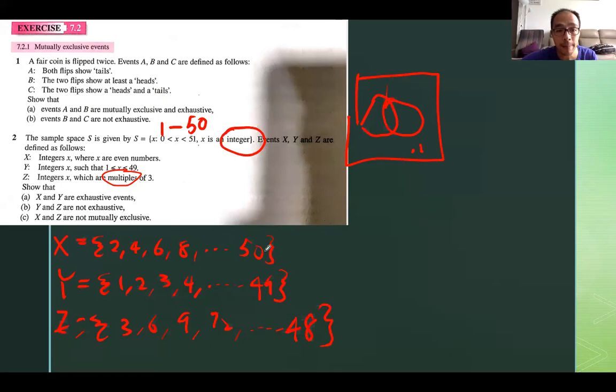Look at X and look at Z. Okay, one glance, kamu nampak ada overlap sudah. X ada 6 dan Z ada 6. The moment there is one overlap, then you can safely say that they are not mutually exclusive. Okay, and so they are not mutually exclusive.